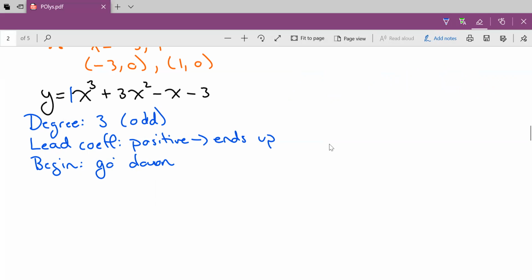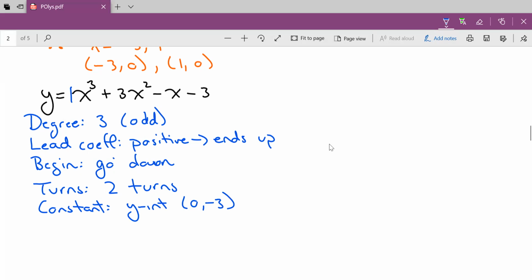How many turning points will we have? How many relative maxes or mins is the better thing to say? Well, we're degree 3, so my number of turning points is 1 less. I will have 2 turns, or 2 relative maxima. Perfect. Okay, constant term is our y-intercept. So our y-intercept is at 0, -3. Okay, friends, guess what? We should be able to roughly draw this thing.